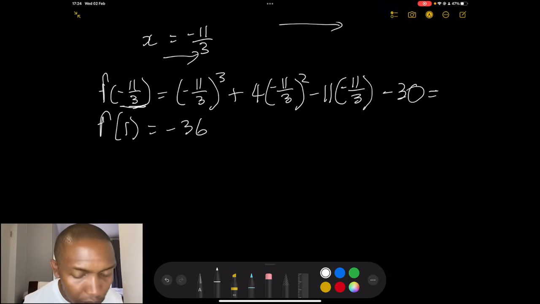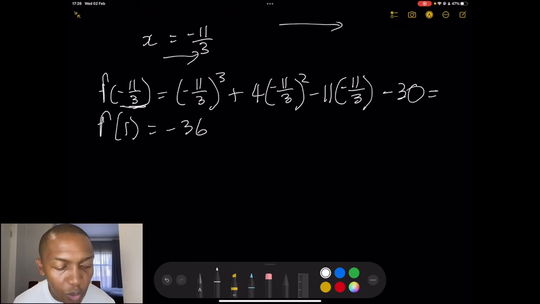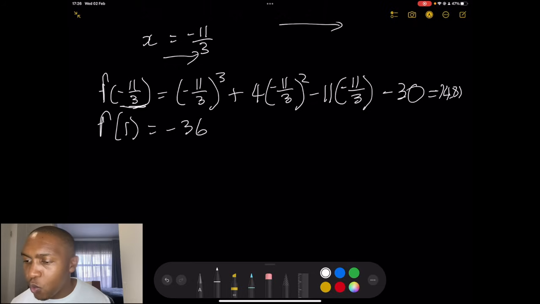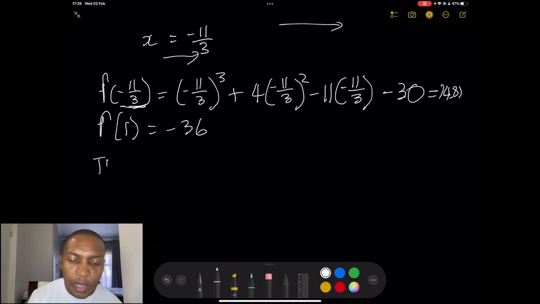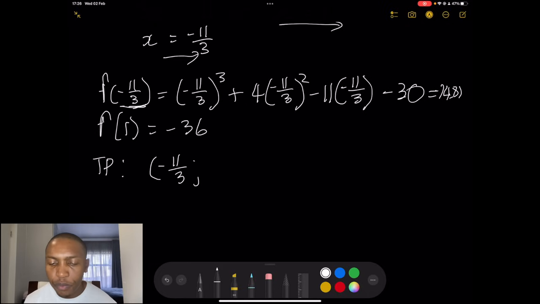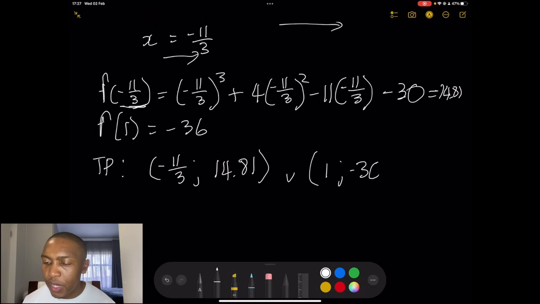Minus 11 over 3. So I get an answer of 14.81. So I'm just going to try and squeeze it over there, 14.81. Sorry about that ugliness there. So I've got actually two values of the turning point. In this case, the first turning point is when x is negative 11 over 3, so my y would be 14.81. You can just verify it for me. And the next one is where x is 1, so y would be negative 36.